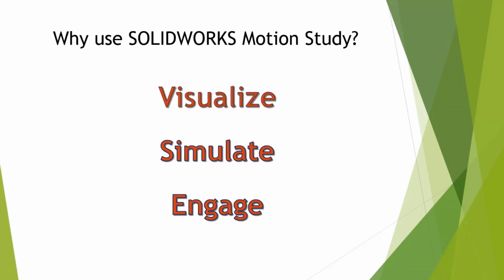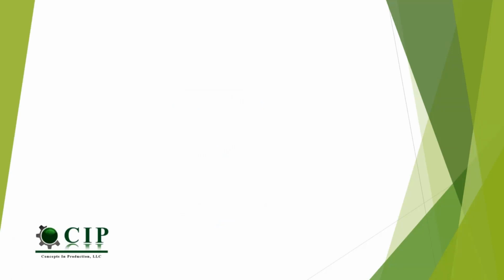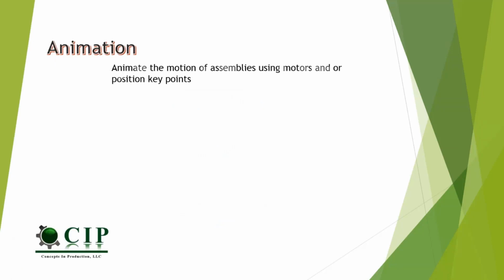Now, in terms of how this product is actually used, I want to talk to you about three different kinds of modules that SolidWorks Motion Study uses. The first of which is animation. This is kind of the first level of SolidWorks Motion Study. And what you can do in this mode is add motors or assign motors to particular components or create position key points for your components. And we'll look at how to do that.